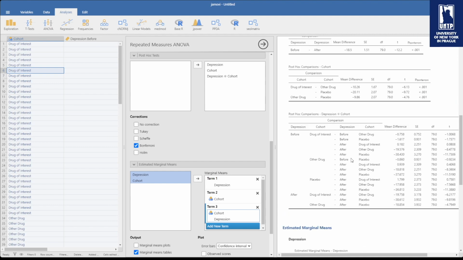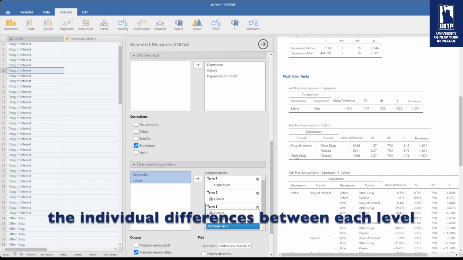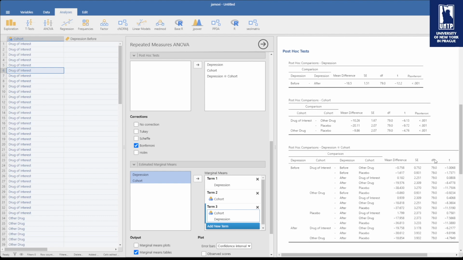Well, beautiful. So after this, we have the between subjects post hoc, where you have the individual differences between each level. So drug of interest and another drug, significant. Drug of interest and placebo, significant, and the other is also significant. Again, if you had a hypothesis that would ask you, will there be a significant difference between other drug and drug of interest? It would be absolutely confirmed, inasmuch as our friend Bonferroni here is significant.